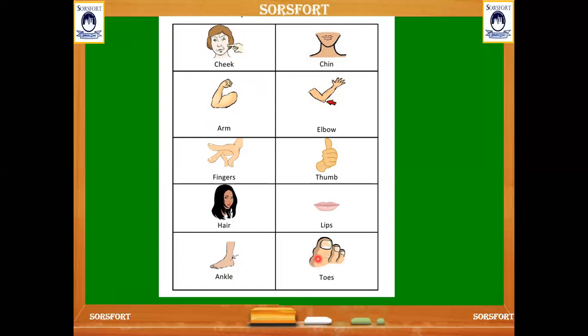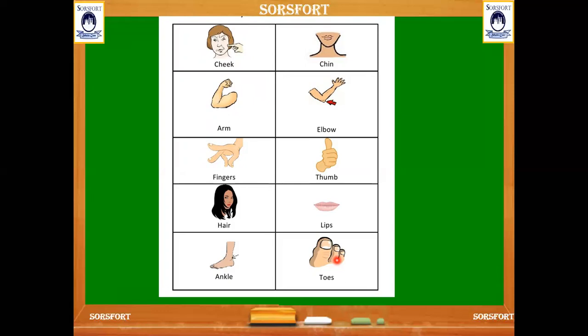In the foot we also have the toes. How many toes in each leg? In one leg 5 toes. 1, 2, 3, 4 and 5. In the other leg 1, 2, 3, 4, 5. Totally we have 10 toes.